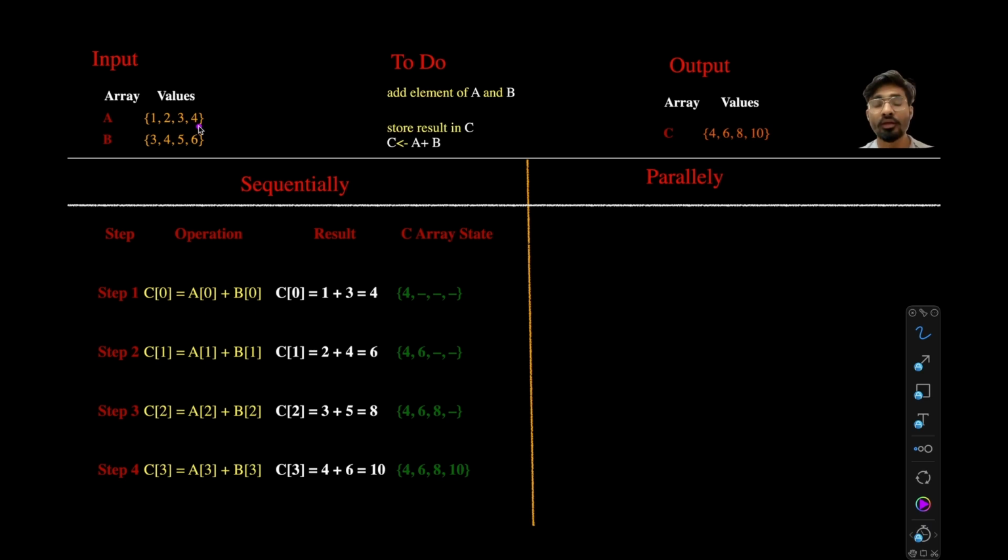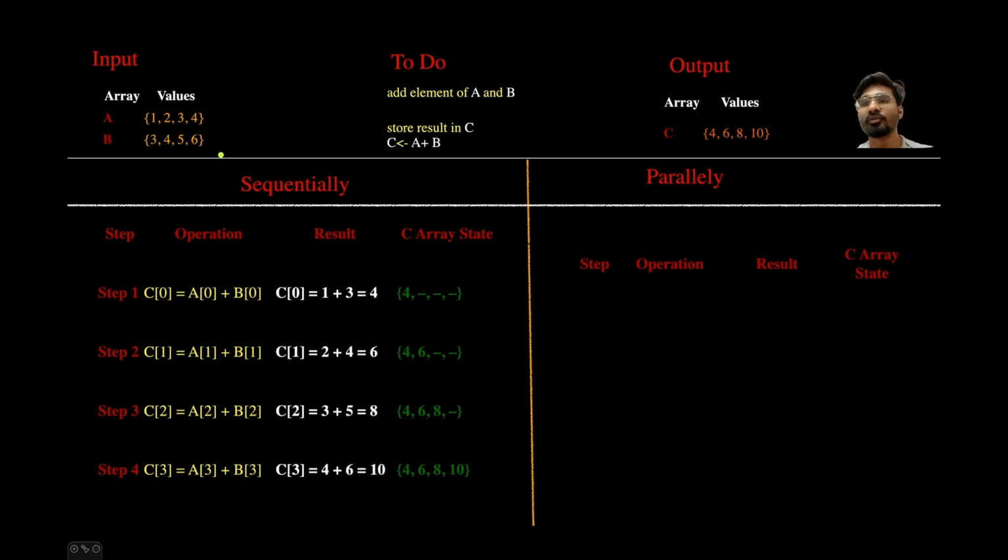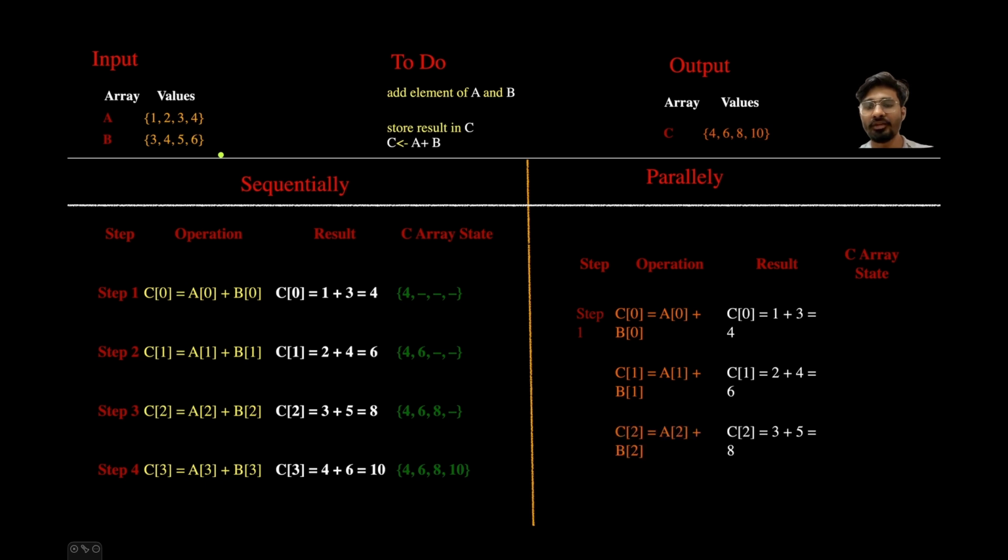Now let's see how the same task works in parallel, using 4 threads. Each index of the array will execute simultaneously, in one step and in one go. So the final result will be 4, 6, 8, 10, which is much faster.